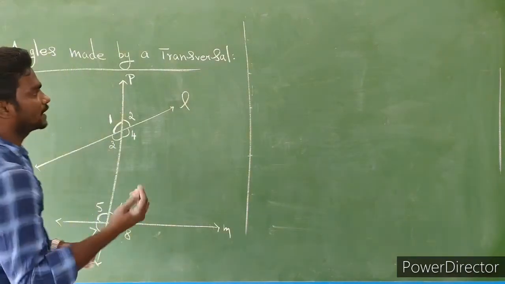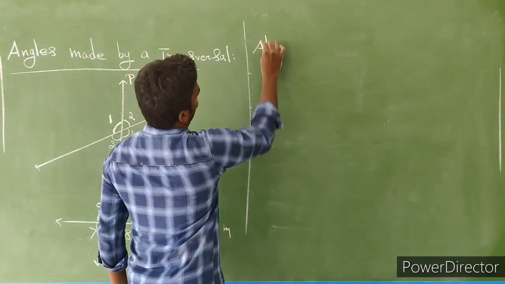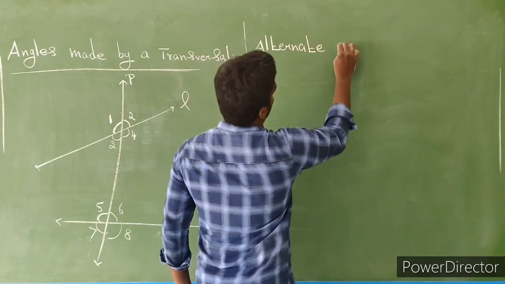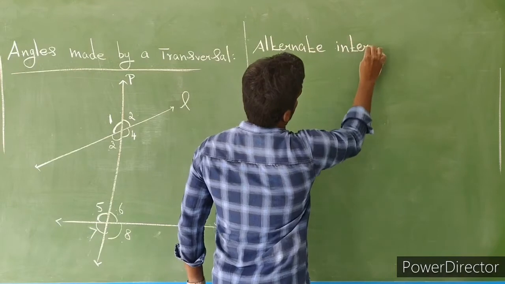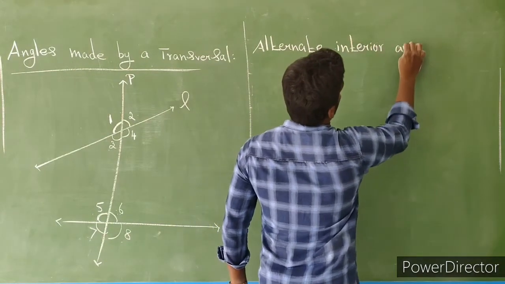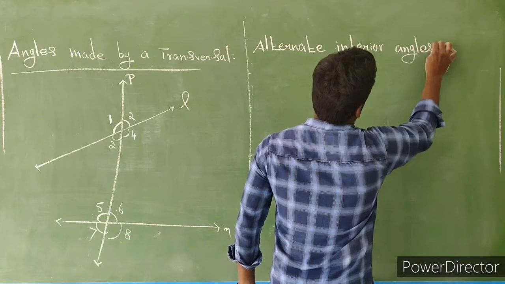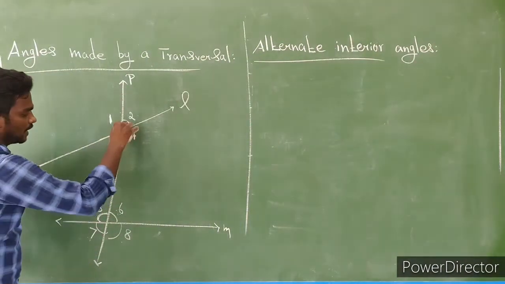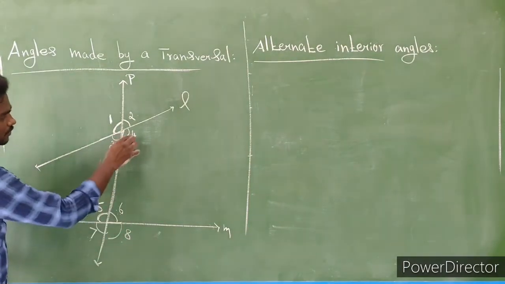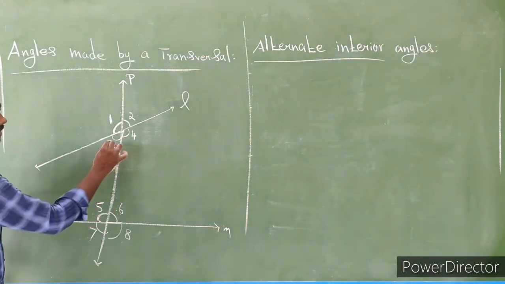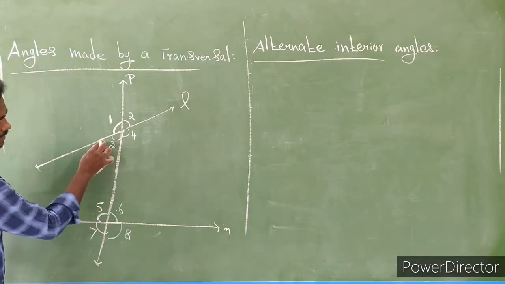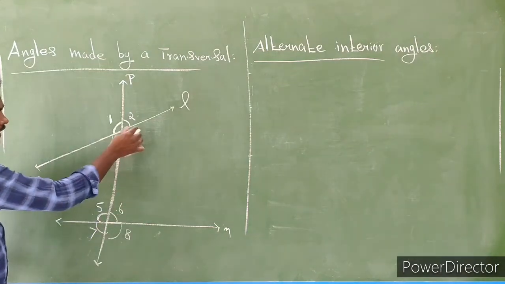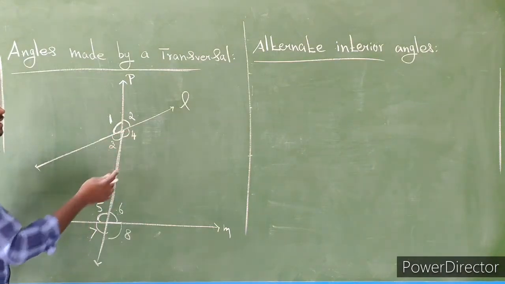Next one, alternate interior angles. So which angles are alternate interior angles? This angle 3 and angle 6. 3, 4, 5 and 6 are interior angles, but 3 and 6, this angle 3 and this angle 6, are alternate interior angles. Again, 4 and 5 are also alternate interior angles.